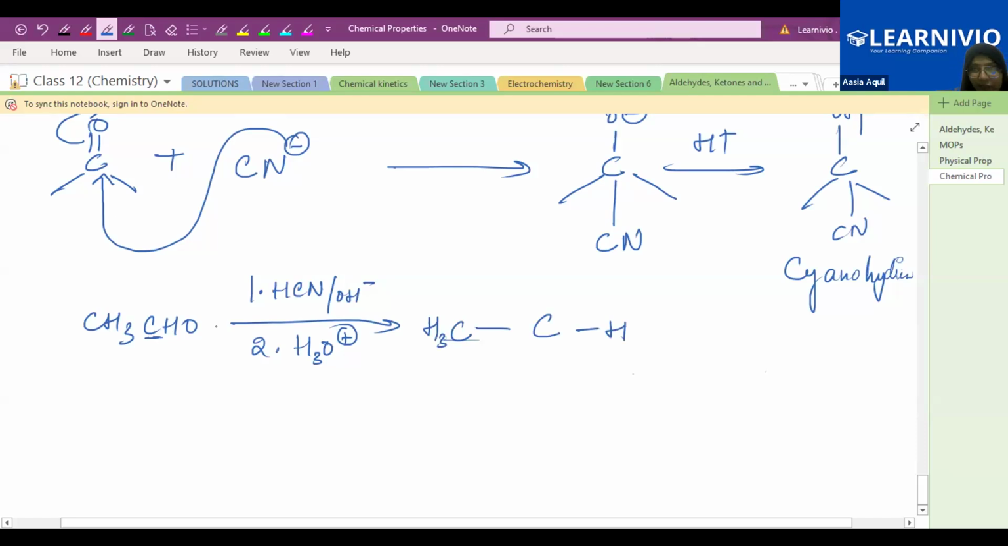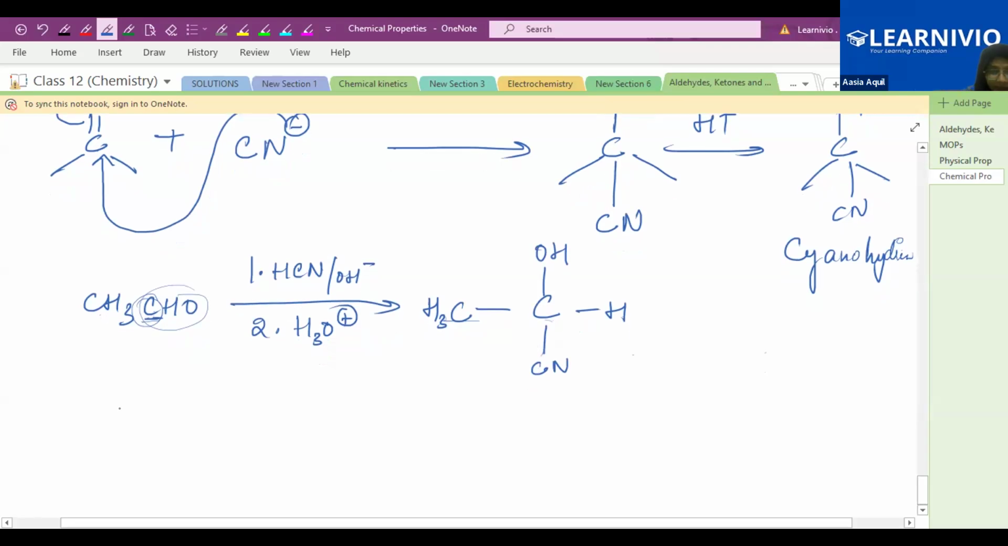This CH3CHO, this aldehydic carbon you have to write. This aldehydic carbon has one hydrogen and one methyl, and the oxygen is present. That oxygen you make into OH, and to the same carbon just attach the CN group. So that is the product. That's very easy. Clear, Aisha? Yes, ma'am.